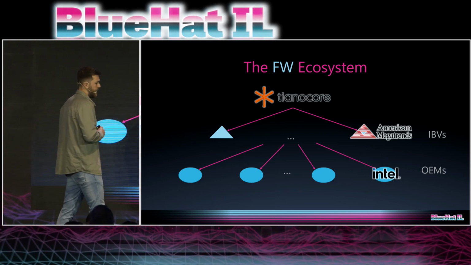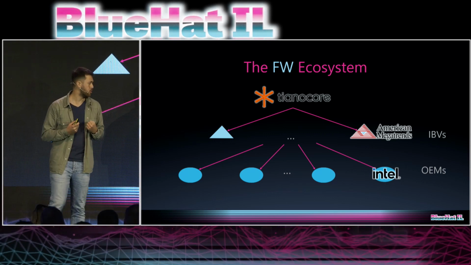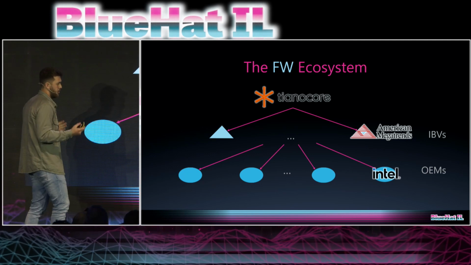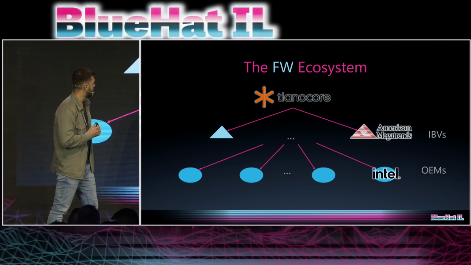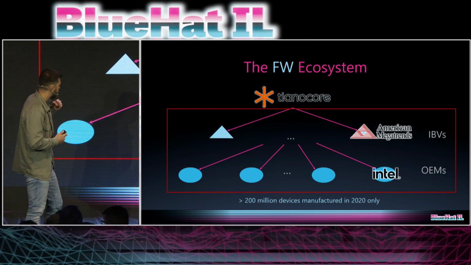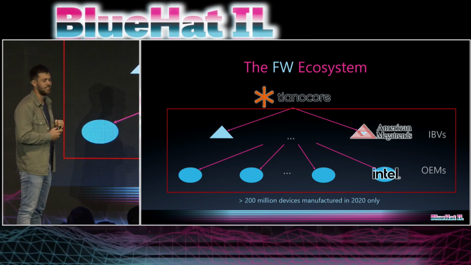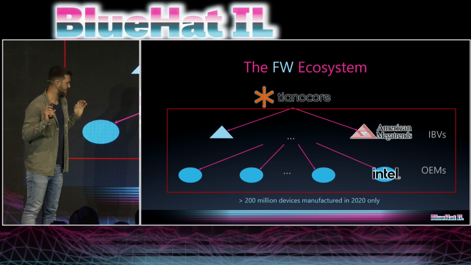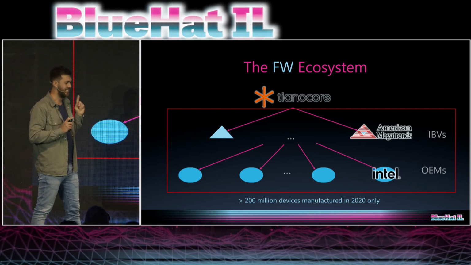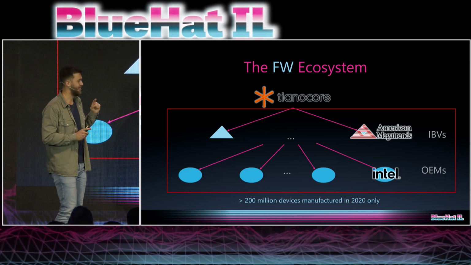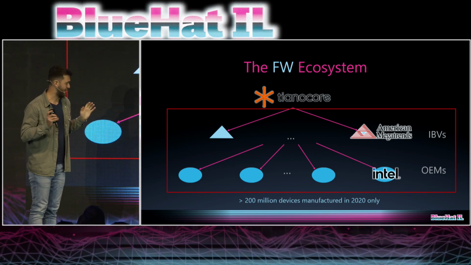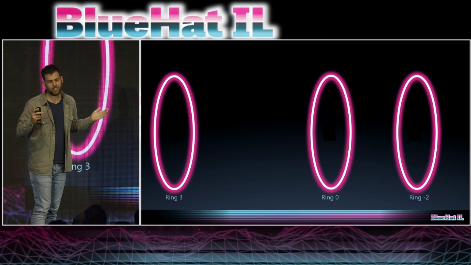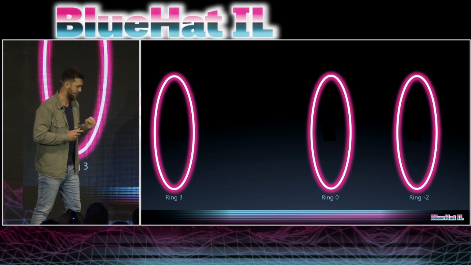So in an attempt to estimate how many devices are vulnerable, we tested a couple of OEMs' and IBVs' firmwares, and we found that only in 2020, more than 200 million vulnerable devices were manufactured. This makes us easily believe that there are more than 1 billion devices that were vulnerable to RingHopper, which is absolutely crazy. And if things weren't bad enough, let's make things even worse.